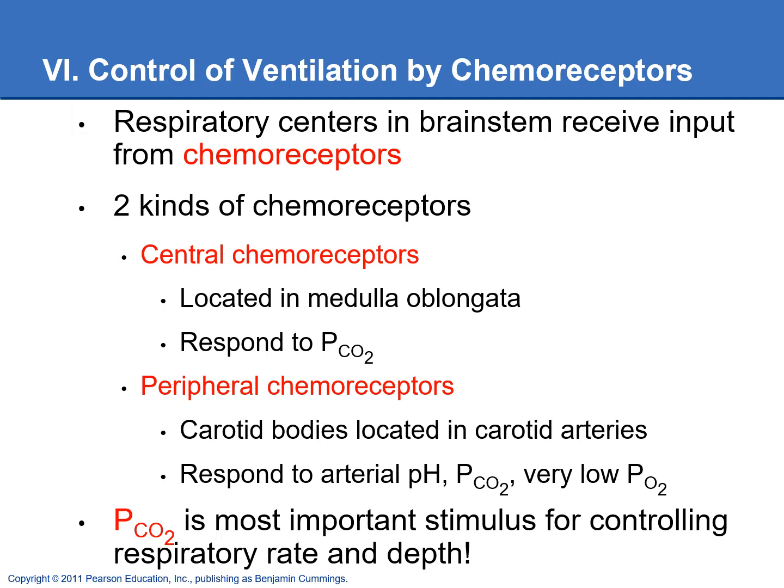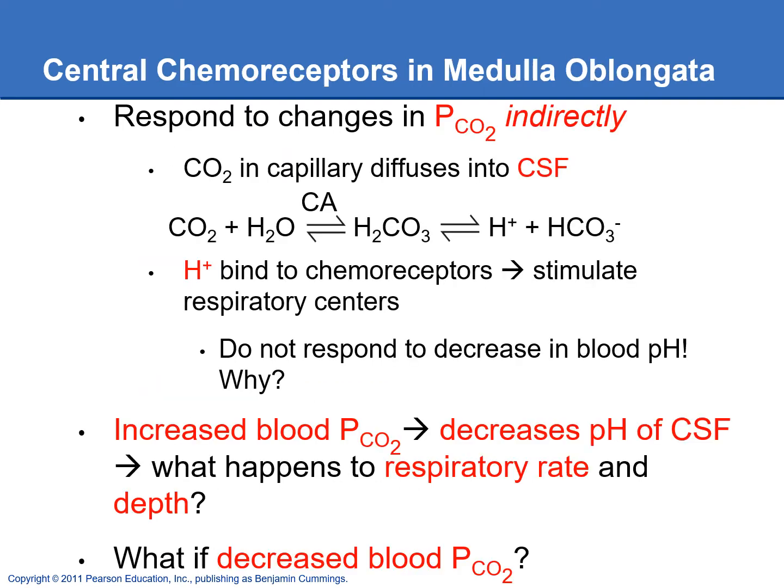So the body decided that the partial pressure of carbon dioxide is much more important than the partial pressure of oxygen. And so that's what it responds to the most. That's the most important stimulus for controlling respiratory rate and depth. Let's take a look at the central chemoreceptors in the medulla oblongata and the brainstem.